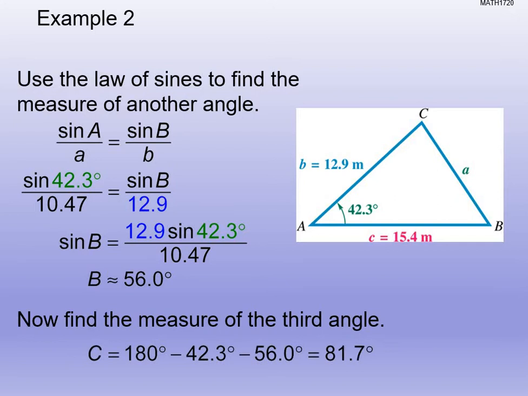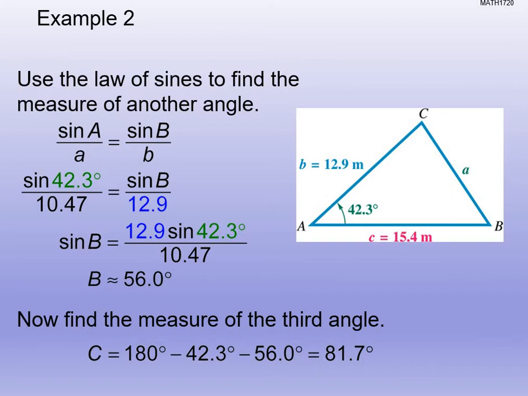Okay, so that gives us the second angle, which is 56 degrees, and then we can find the third angle, because we're solving the triangle. You're taking 180 minus the given 42.3 minus the 56 that we just calculated, and the third angle is indeed 81.7 degrees. So this triangle is true, right?